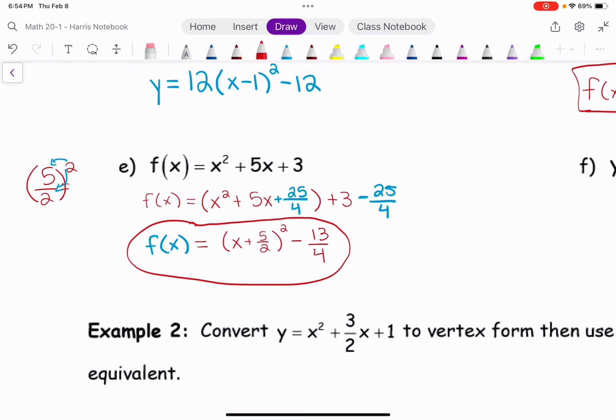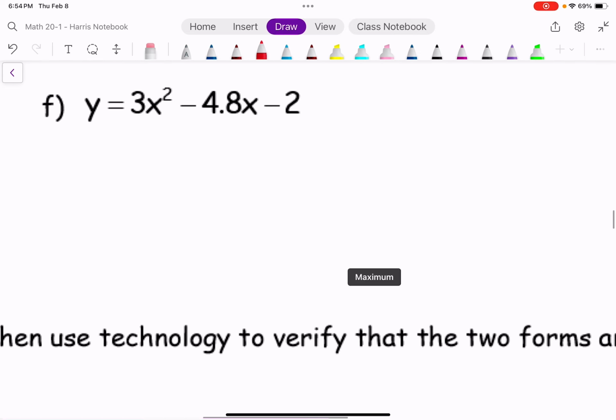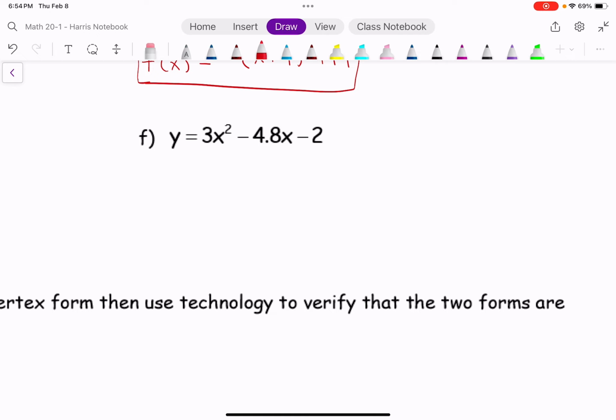Okay, so you're still doing the same steps over and over again, except for now we're dealing with some fractions. If we look at this one, now we have some decimals in here. Okay, so y is equal to, let's pull out the leading coefficient. The leading coefficient is 3. So I'm going to divide a 3 out. I have x squared, negative 4.8 divided by 3. I get negative 1.6x. I'm going to leave a space, close the bracket, and I'll write minus 2 on the outside here.